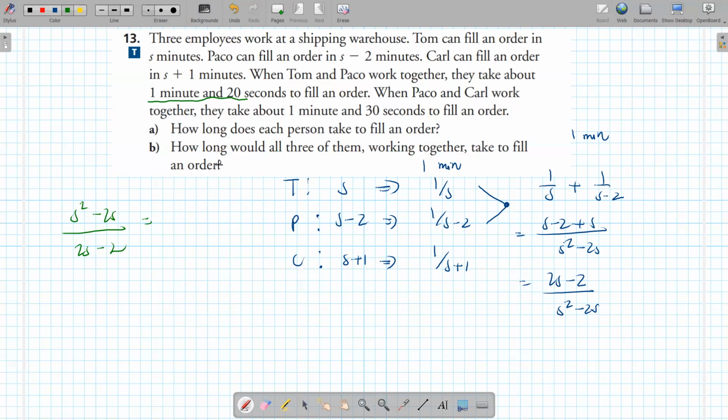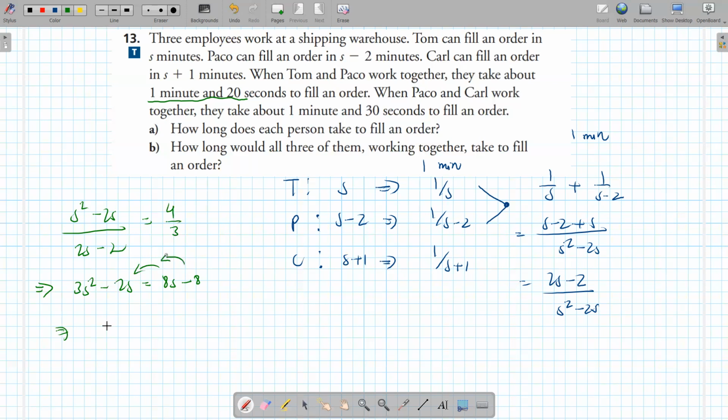It's 1/3. It's 1/3, perfect. So 20 seconds is 1/3 of a minute. So 1 minute and 20 seconds becomes 1 plus 1/3, which is 4/3. So there you go. This is what we have. We've already flipped this. Now let's cross multiply. So this becomes 3 times (s squared minus 2s) equals 8s minus 8.